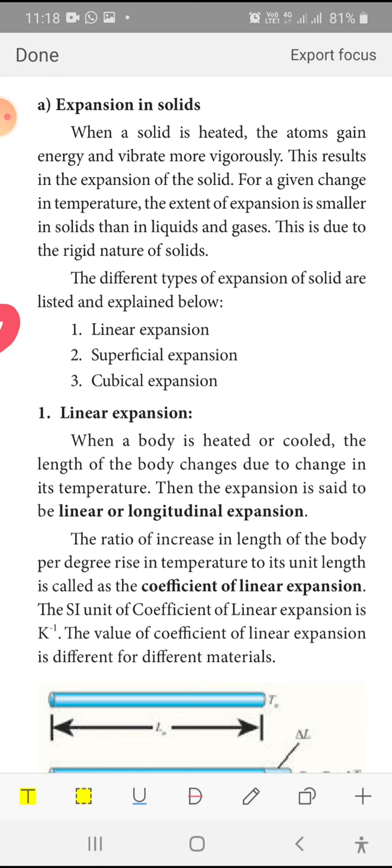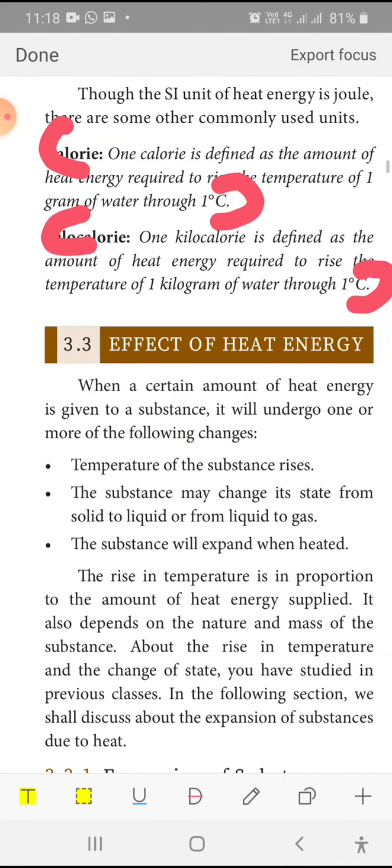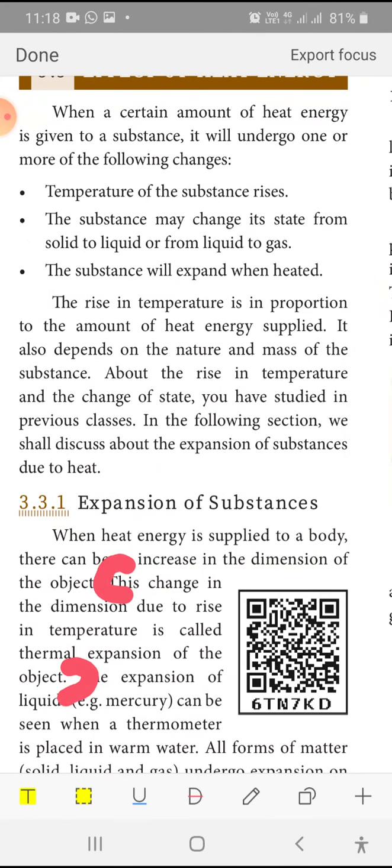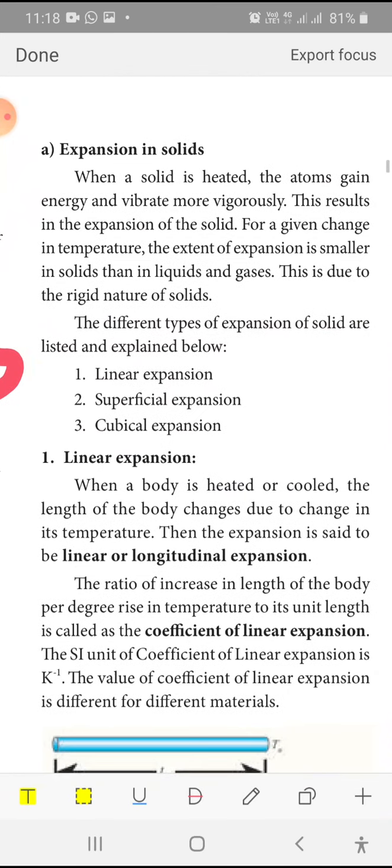Three types of thermal expansion are there. First, we studied what thermal expansion is. Change in dimension due to the rise in temperature is called thermal expansion. What are the three types of thermal expansion? Linear expansion, superficial expansion, and cubical expansion.